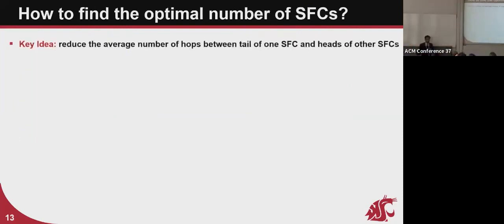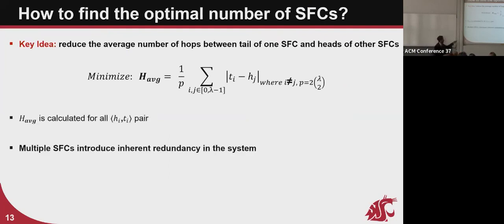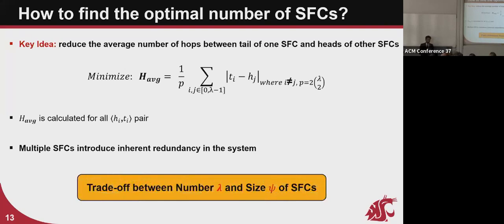So how do we find the optimal number of SFCs? The idea is that we reduce the average number of hops between the tail of one SFC and the head of the other SFC. Once we are on a given tail, we want to reach the next possible head in the shortest amount of time. The H average is calculated for all of these head-tail pairs. Multiple SFCs introduce redundancy, but if one of the SFCs is longer, then resources might be wasted. So we have this trade-off of what should be the size and what should be the number of SFCs.